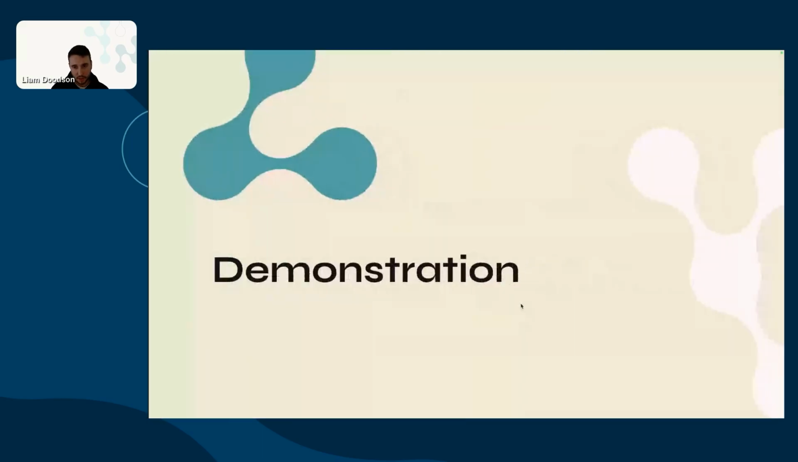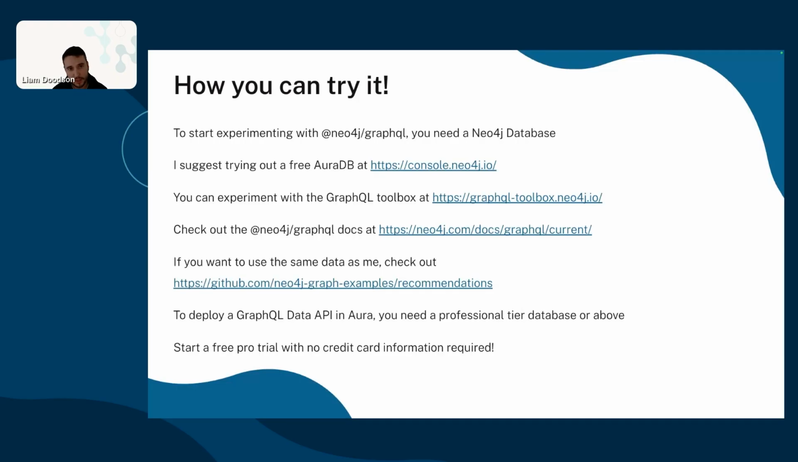Cool. So that's kind of everything I had to demo for you today. But I've just got time quickly to talk about how you can try it out yourself. To start experimenting with the GraphQL library, as I was doing before, all you need is a Neo4j database. You can try out a free database at the Neo4j Aura console. And this is the link that you need to try out the GraphQL toolbox, which is what I was using before. I'd also recommend you have a quick look at our documentation to see all the different ways that you can expand and customize the API that we're going to create for you, as well as how you can actually use it from the client perspective.